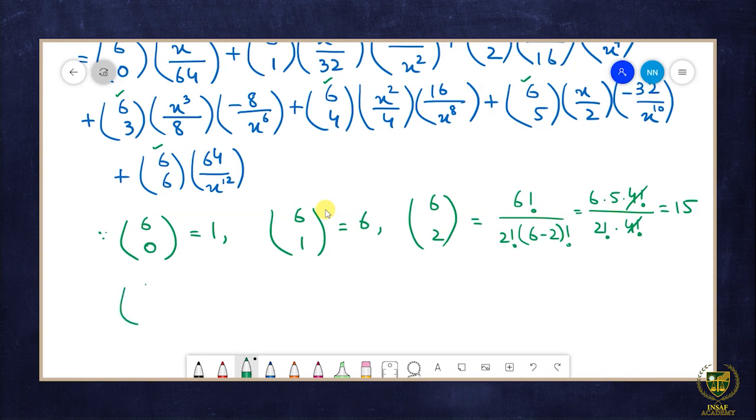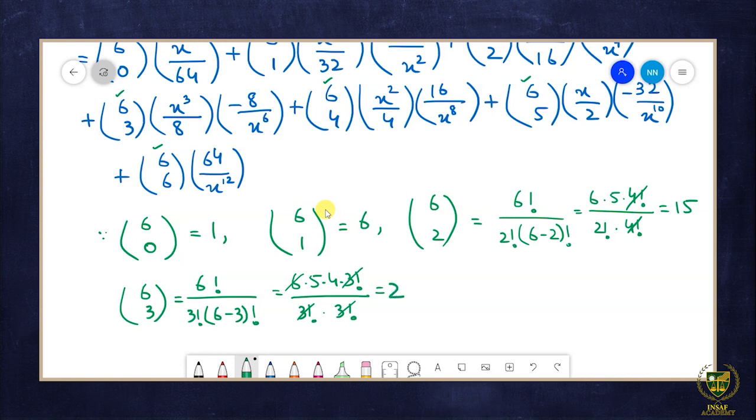6c3 is equal to 6 factorial over 3 factorial into (6 minus 3) factorial. This is equal to 6 into 5 into 4 into 3 factorial over 3 factorial into 3 factorial. 3 factorial cancels with 3 factorial, and 3 factorial is equal to 6, so this 3 factorial cancels with this 6, and 5 into 4 is 20.